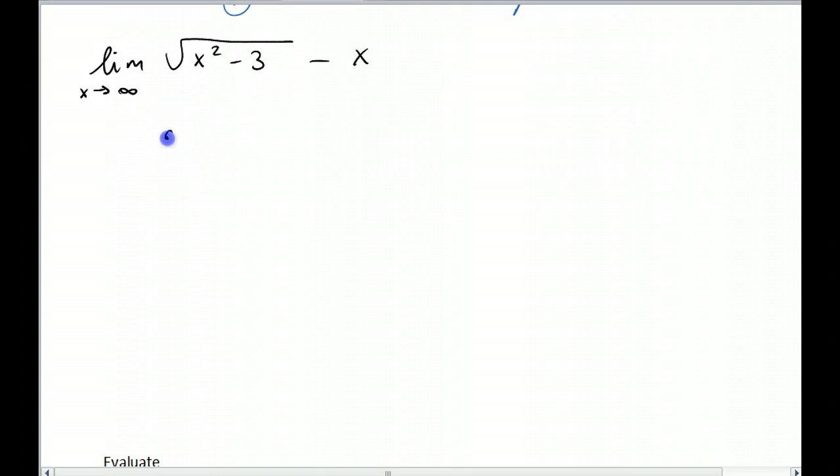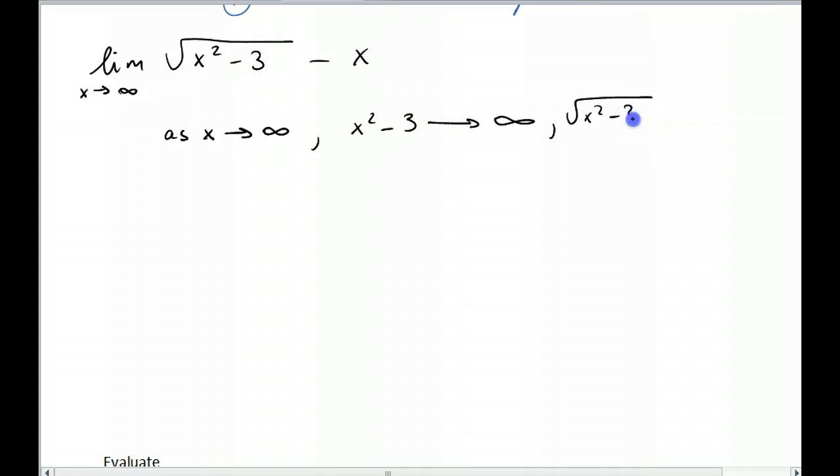If x approaches infinity, what can you say about x squared minus 3? Okay, x is getting very large. X squared minus 3 is also going to get very large, right? And so what can you say about the square root of x squared minus 3? It's going to get very large.